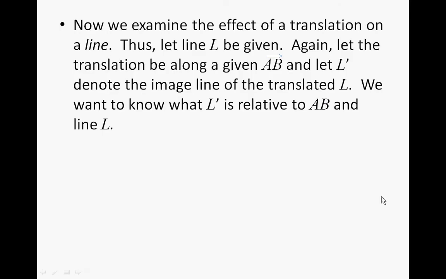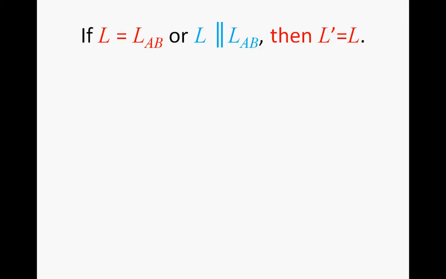All right, now we examine the effect of a translation on a line. Thus, let line L be given. Again, let the translation be along a given vector, AB, and let L prime denote the image line of the translated L. We want to know what L prime is relative to AB and line L. So go ahead and you should be in your journal at this point, and we're going to start by writing a bunch of facts that we have observed.